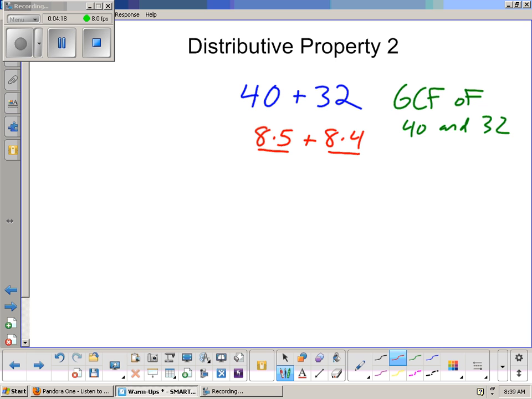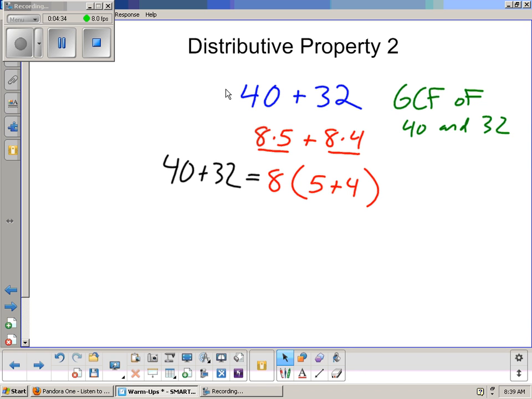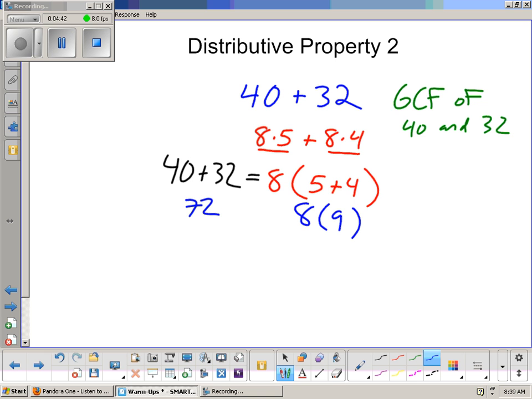So I can rewrite this problem as 8 on the outside and say, hey, I have 8 sets of 5 plus 4, right? And that ends up being equal to what we have over here. We can do it real quick. Obviously, this is 72. This is going to be 9 following order of operations, and 8 times 9 is still 72, right? So they are equivalent. This is where the challenge comes in. It's actually going in and trying to pull out a factor that they have in common.